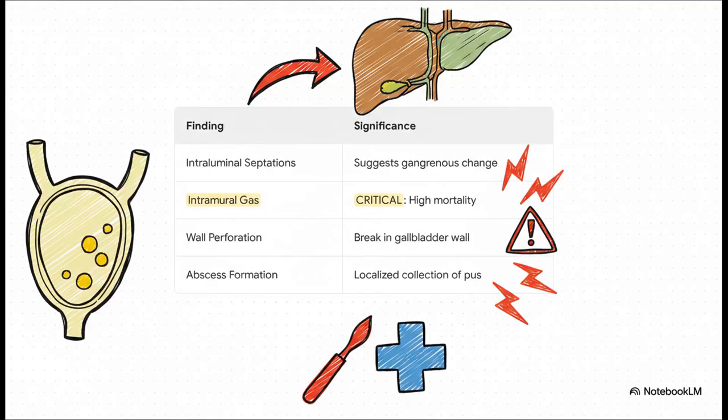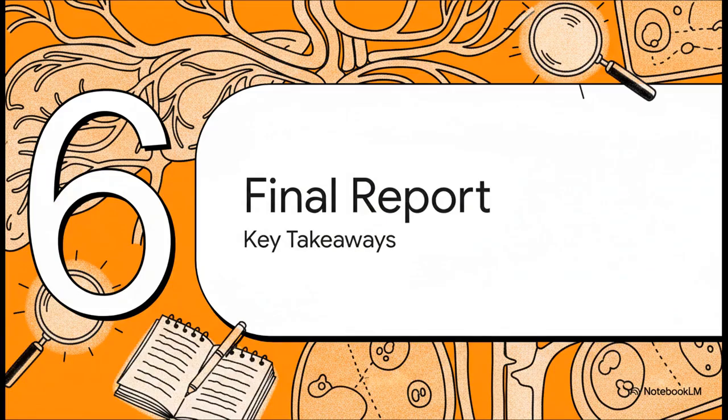Now, if that inflammation goes untreated, things can get really, really serious. It can lead to a life-threatening condition called gangrenous cholecystitis. There are a few warning signs we can see on the scans, but I want you to focus on one in particular: intramural gas. If you see little bubbles of gas inside the actual wall of the gallbladder, that is a massive, critical red flag. It means the situation is severe, the mortality rate is high, and that patient needs to get to surgery, like, right now.